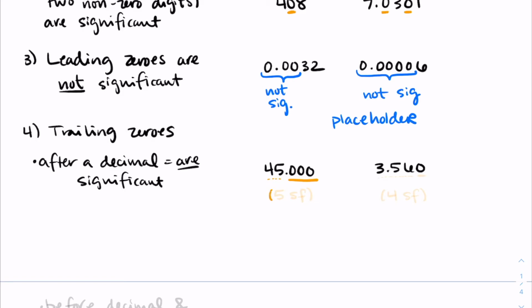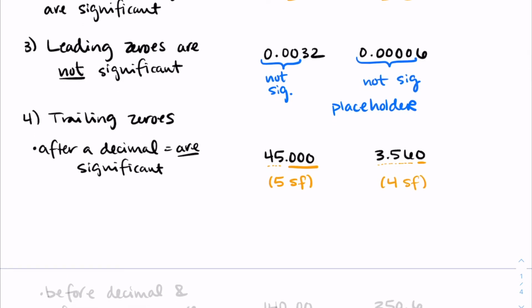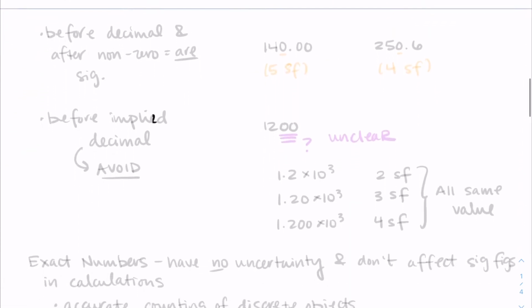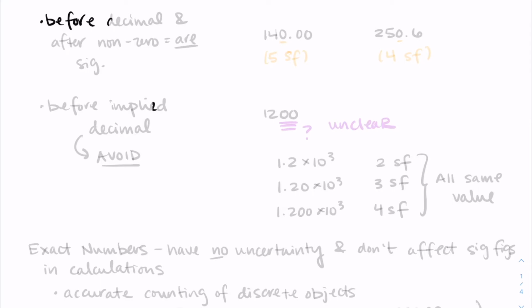Because we explicitly included the zeros after the decimal place, they are significant. So this number would have 5 significant figures. The number 3.560 is the same scenario. You don't need that zero to communicate the magnitude, but we did include it, so it is significant.